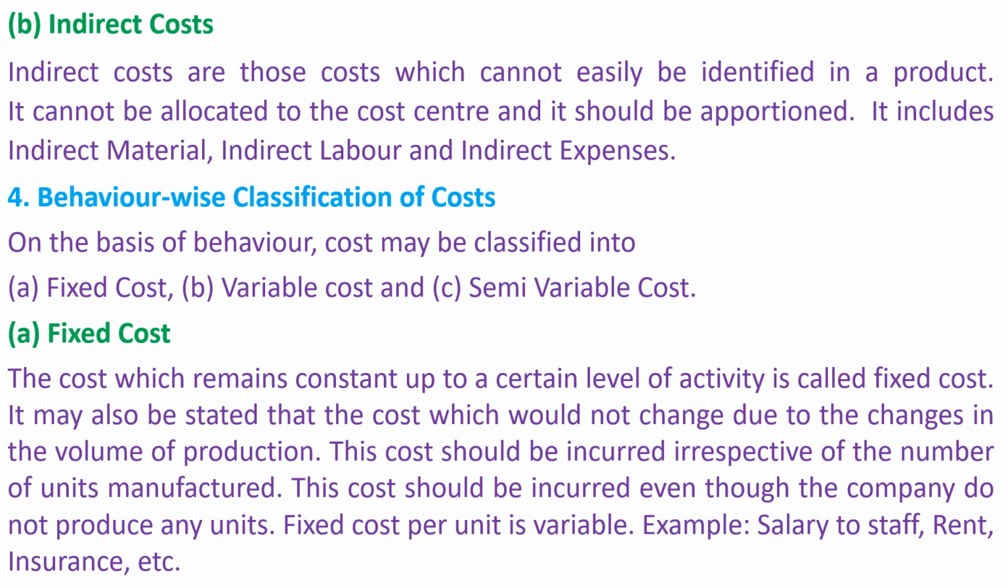4. Behavior-wise classification of costs. On the basis of behavior, cost may be classified into a. Fixed cost, b. Variable cost, and c. Semi-variable cost. A. Fixed cost. The cost which remains constant up to a certain level of activity is called fixed cost. It may also be stated that the cost which would not change due to the changes in the volume of production. This cost should be incurred irrespective of the number of units manufactured. This cost should be incurred even though the company does not produce any units. Fixed cost per unit is variable. Example: salary to staff, rent, insurance, etc.